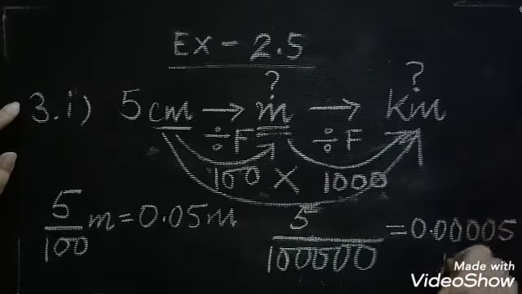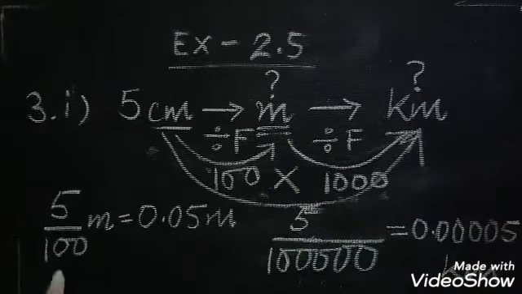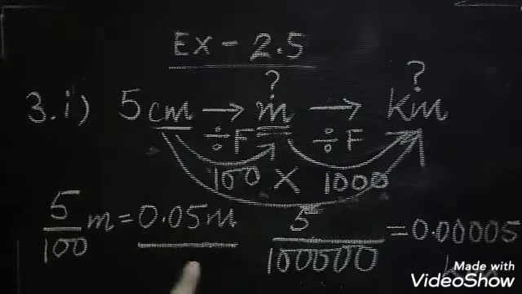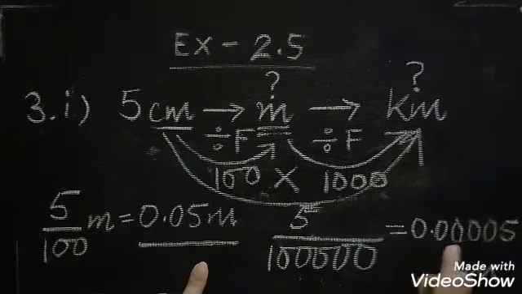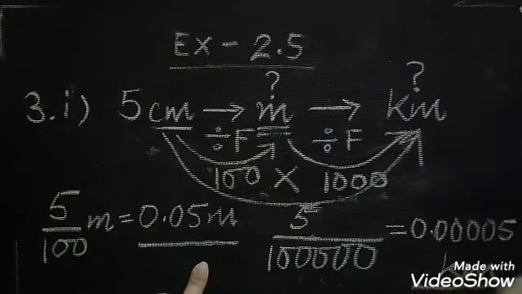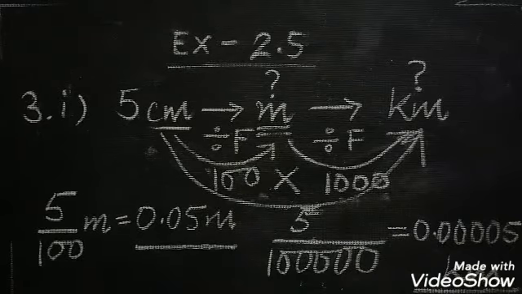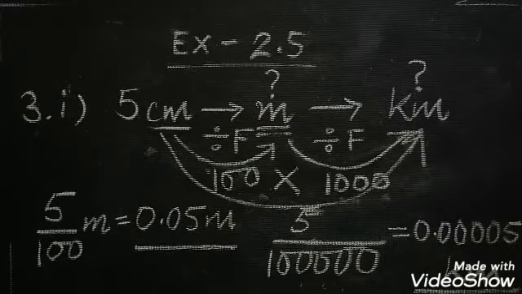0.00005 kilometer. So 5 centimeter is 0.05 meter as well as 0.00005 kilometer. So this concludes the first part of question number 3.